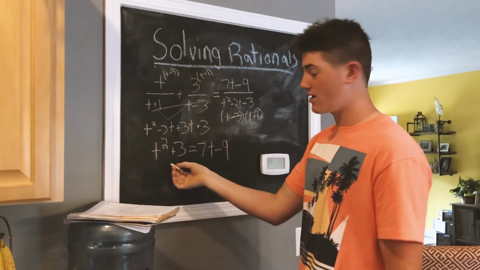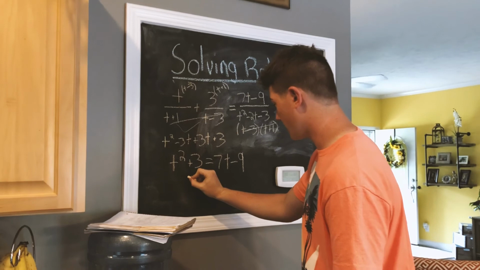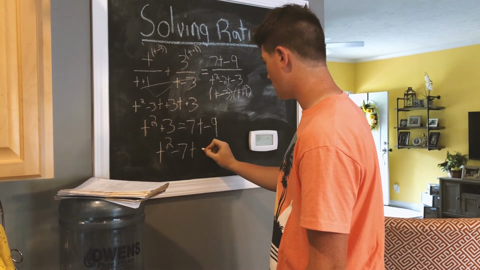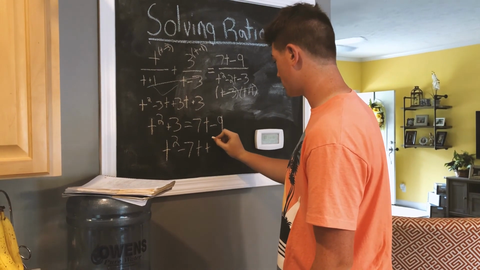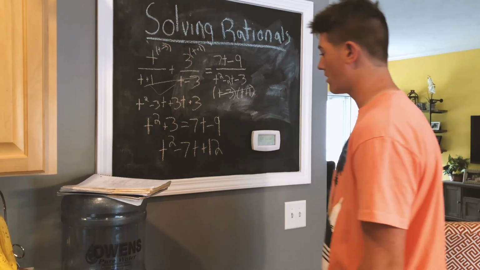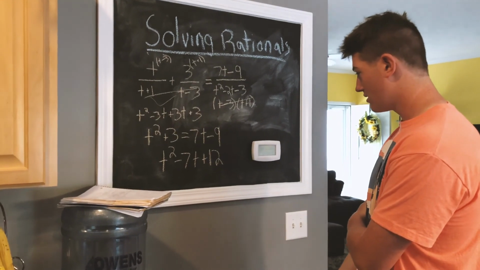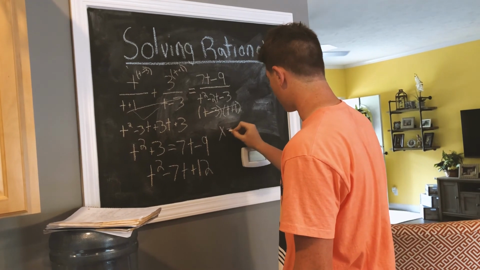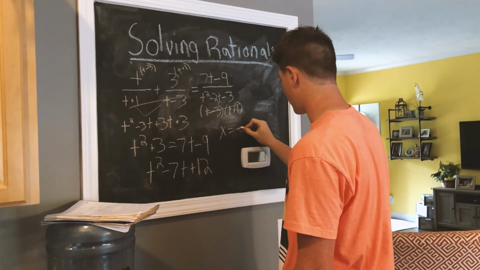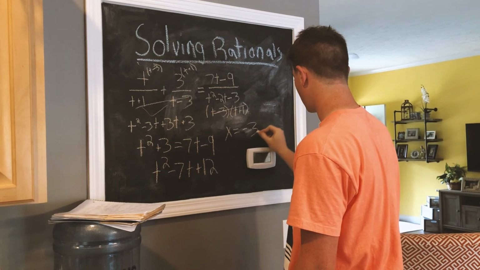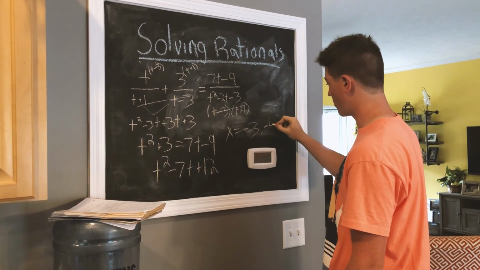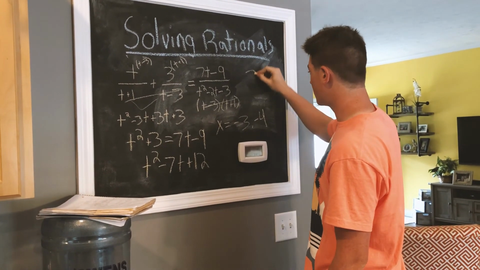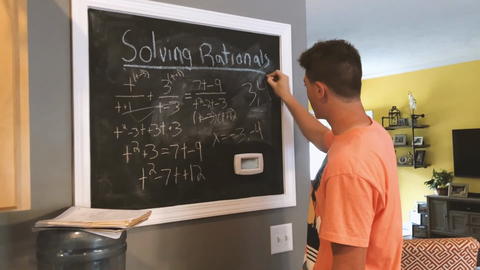But since we have a t squared, we gotta equal them to 0. So we got t squared minus 7t plus 12. So now you can factor that out to x equals negative 3 and negative 4. And then you got to change those to the opposite sign. So you got 3 and 4.